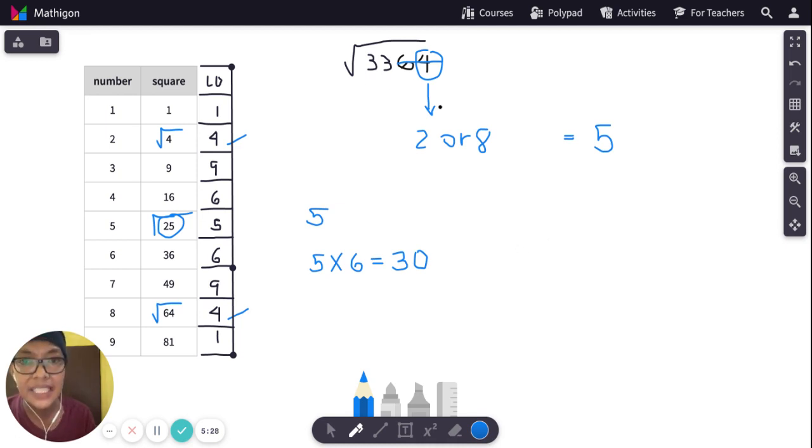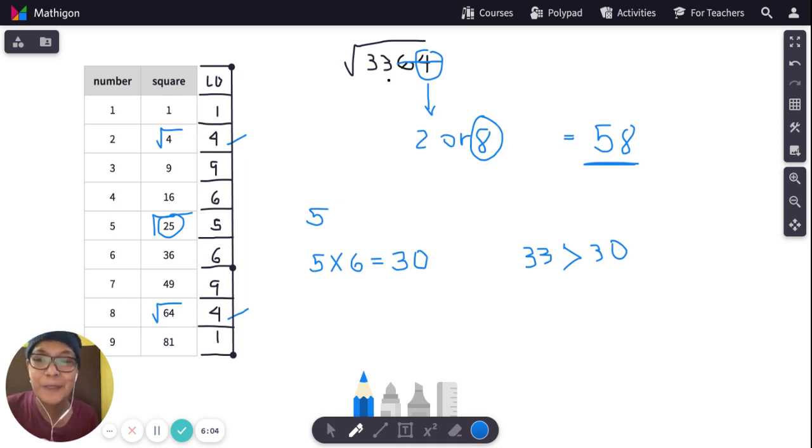So, ito ang basis natin, which is 33 is greater than 30. Right? 33, ulitin ko, 33 is greater than 30. Right? So, therefore, ang gagamitin nyo po between 2 or 8 is the one na mas mataas. And that is 8. Okay? So, your answer is 58. So, the square root of 3364 is 58.